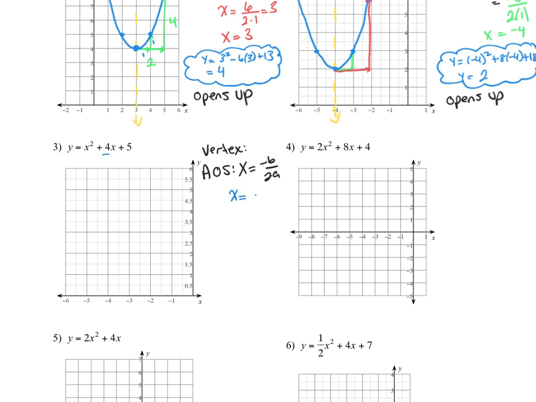Here's b, so negative 4 over 2 times a. A is just 1 because we don't have anything in front of the x squared right now. That's not always the case. It's going to change probably tomorrow, but right now it's just 1. So this is 4 divided by negative 2, which is just negative 2. That is the axis of symmetry. So let's graph that.